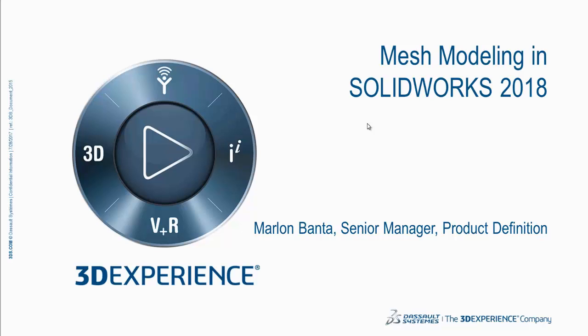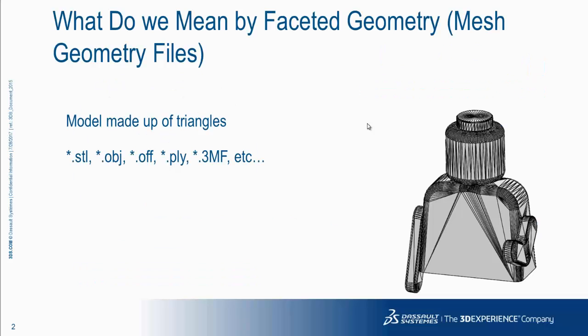Today I'd like to talk about mesh modeling in SolidWorks 2018. So what do we mean when we say faceted geometry or mesh geometry files? A faceted model is one comprised of small facets. In our case, these facets are triangles. The common file types for faceted or mesh geometry files are STL, OBJ, OFF, PLY, and more recently, 3MF files.